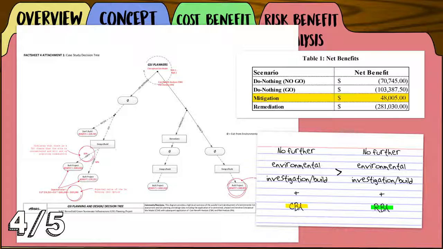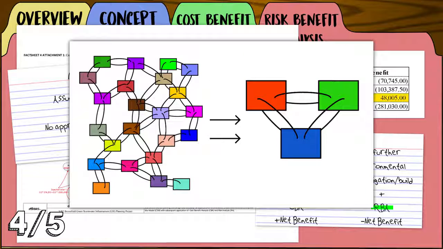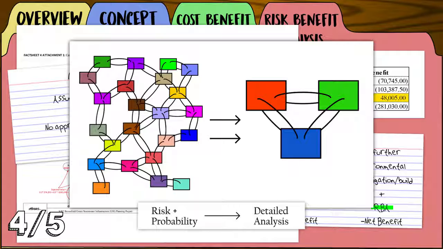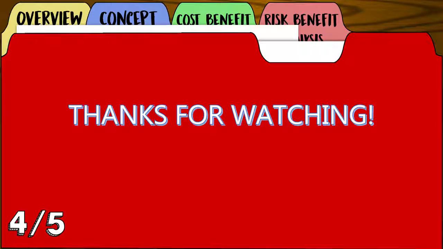to application of the risk analysis, factoring the risk of encountering unknown contamination results in negative net benefits when the expected value is calculated. The mitigation scenario, because it is designed with the assumption of contamination, has no appreciable risk of failure. It should be noted that this example is a very simplified and high-level use of risk analysis. The application of risk and probability and various alternatives may be added at additional levels to develop a more detailed and comprehensive analysis.